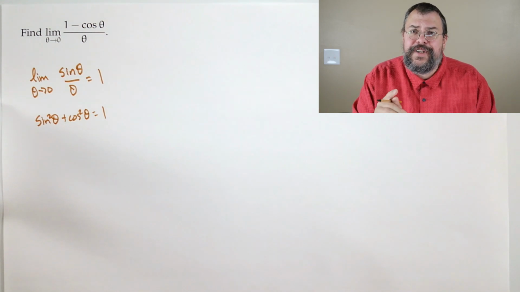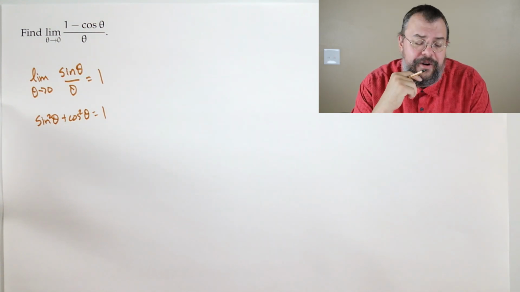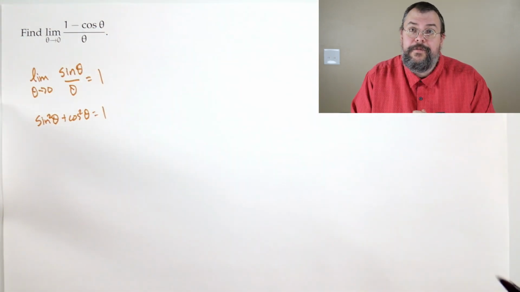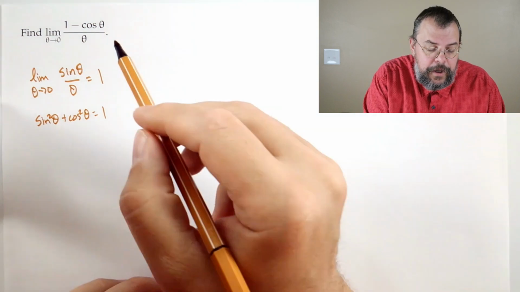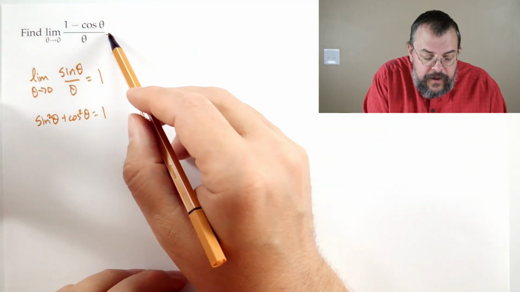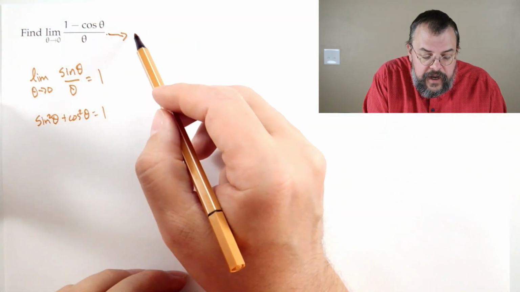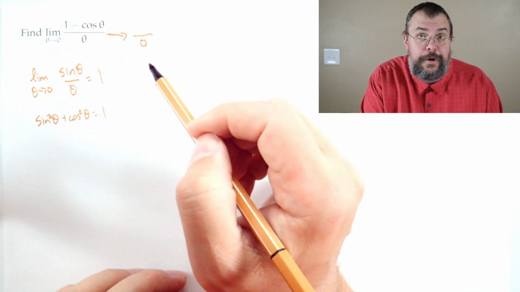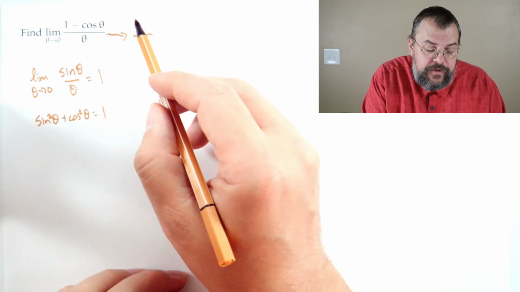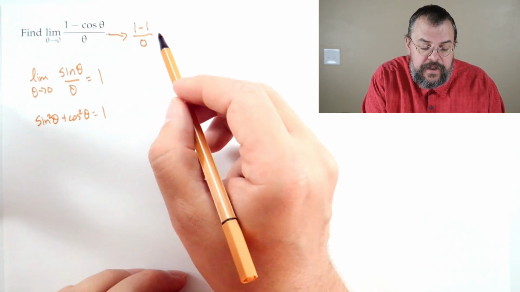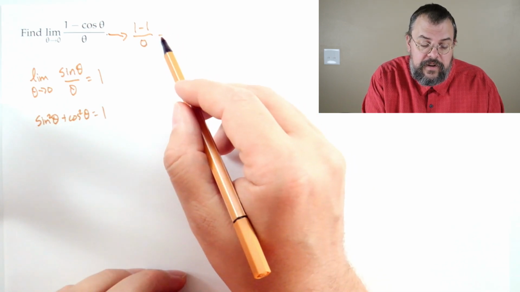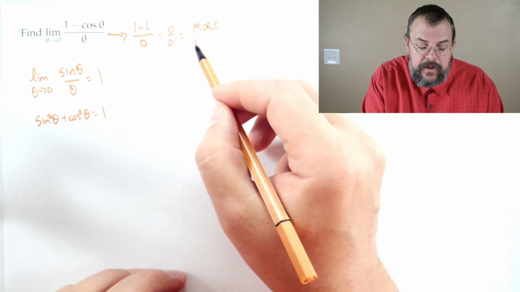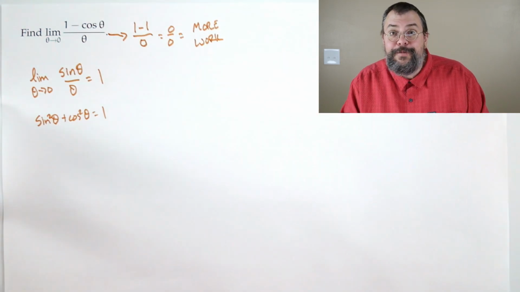I guess I should have paused for a second and said, before we even went down this route, do we need to do anything? We should suspect that we have to do something, because we don't do things just for fun. Why do I say that? When you plug in 0, downstairs you get 0. And that's usually a sign more work lies ahead. Upstairs, you get 1 minus 1 because cosine of 0 is 1. So you really get 0 over 0. So there really is more work to be done. All right, so that's why we are doing more work.